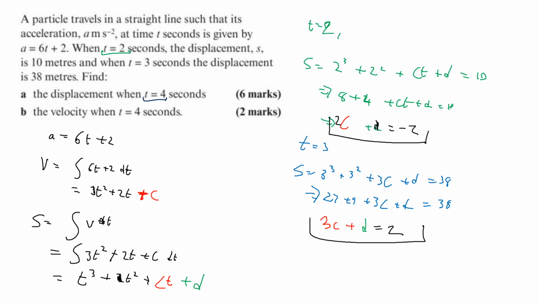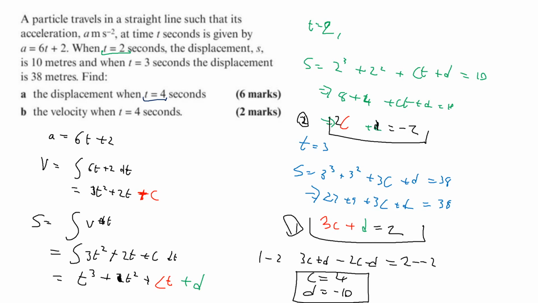How do we solve them? If this is 1 and this is 2, I'm going to do 1 minus 2. So therefore, 3c plus d minus 2c minus d is equal to 2 minus minus 2. So c is equal to 4. If c is equal to 4, then 8 plus d is equal to minus 2. d has to equal minus 10. Okay?